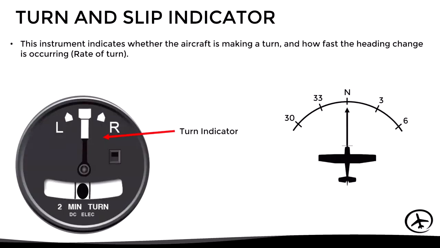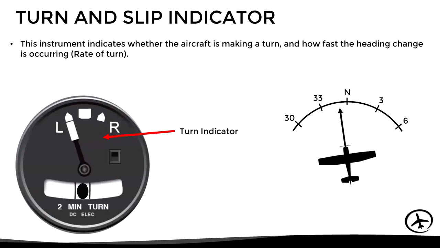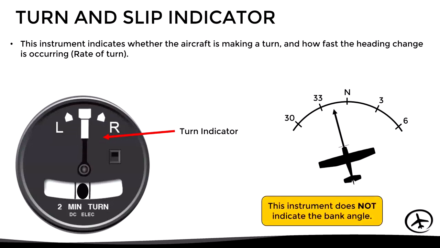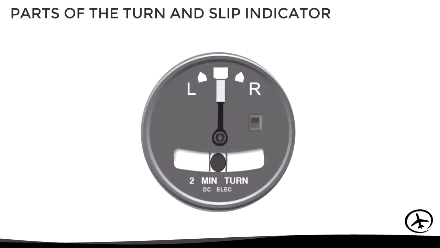This instrument indicates whether the aircraft is making a turn and how fast the heading change is occurring, which is the rate of turn. Something important to note is that this instrument does not indicate the bank angle of the aircraft, it only shows the direction of the turn and the rate of turn. Now, this instrument has another function, since it incorporates an inclinometer at the bottom, which allows to measure the quality of the turn. In other words, it allows the pilot to know if the aircraft is flying coordinated, skidding, or slipping. But before we see how it works, let's look at the parts of the turn and slip indicator.